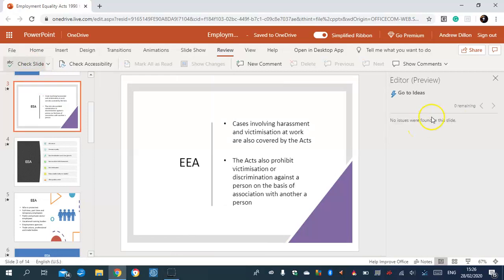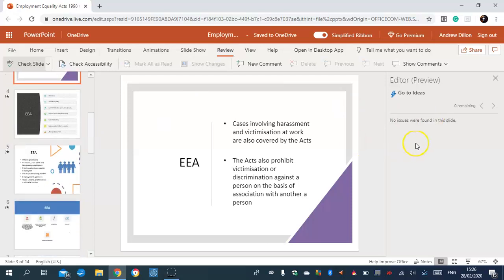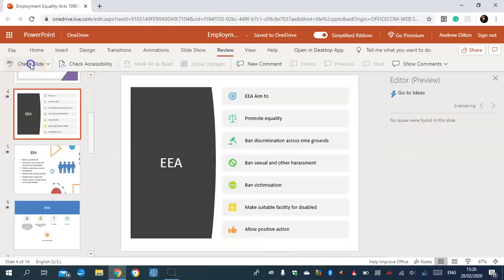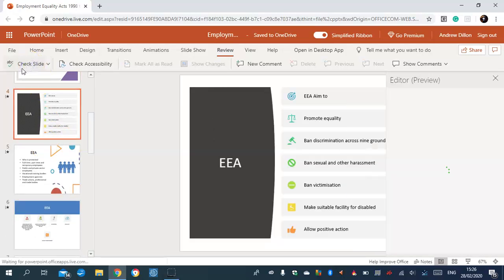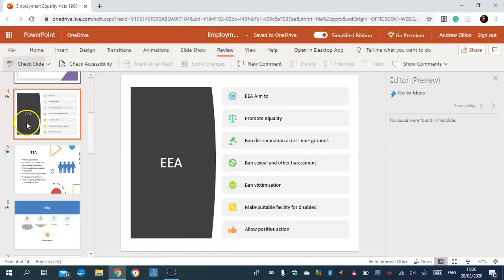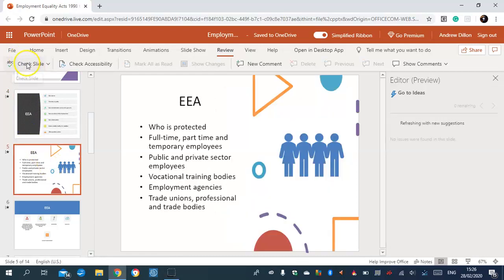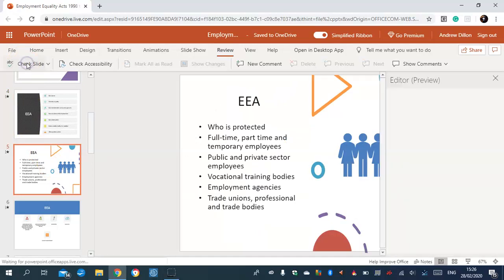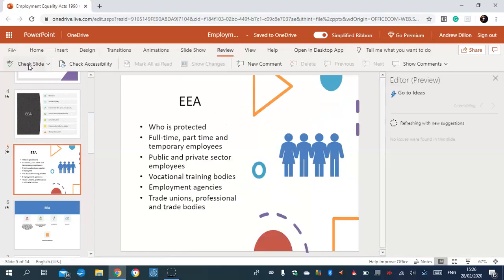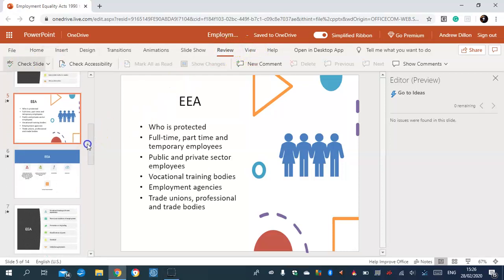If there were any issues, I can easily solve the problem. There'll be a tab to click resolve. That's very good. If you're really looking to check there are no errors or spelling errors, always click on check slide on the review tab when you're on your tabs on the PowerPoint.